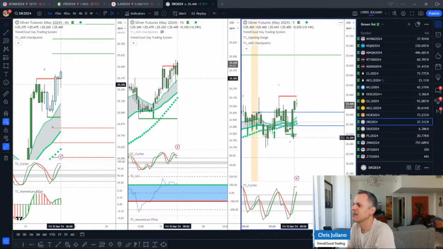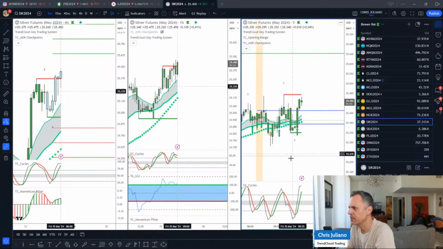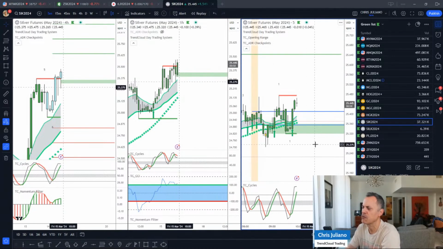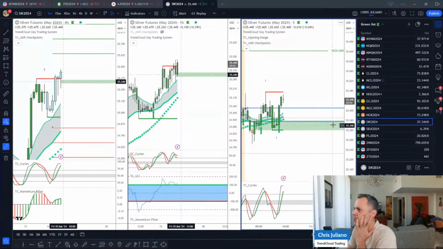We've got trend. Here's the retest, right? Kazi likes to trade the retest of that opening range. I mean, of the retest of the trend cloud signal. Trend cloud signal breaks up, retest of trend cloud signal, and we're starting to move back up again.